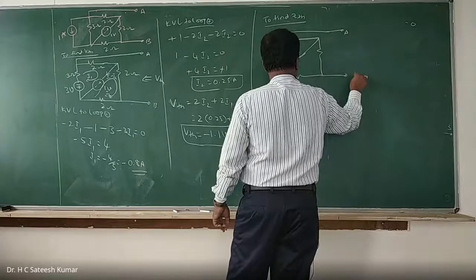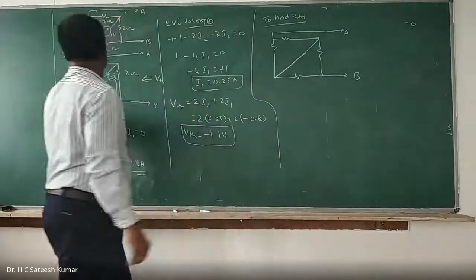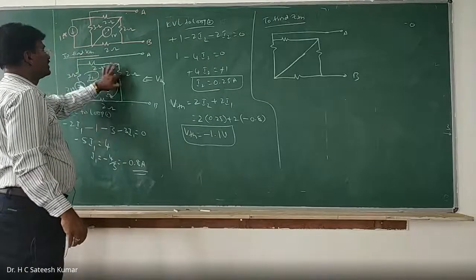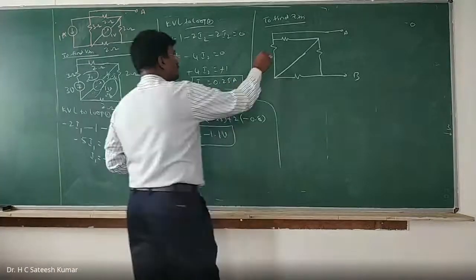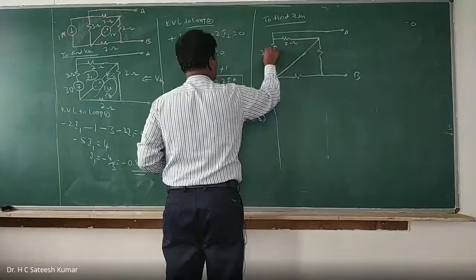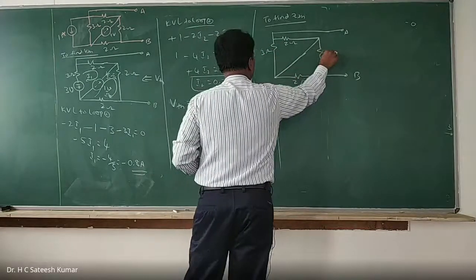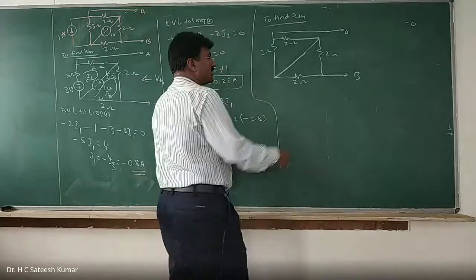A, B. This source I made 0. 1, 2, 3, 4 resistance I can return. 2 ohms, 3 ohms, 2 ohms, and 2 ohms. Okay, right. These two are shorted.